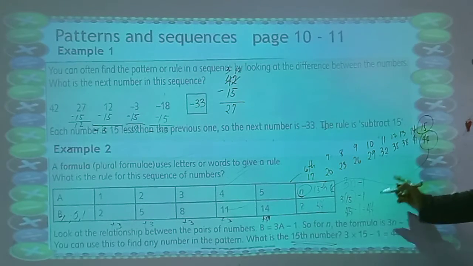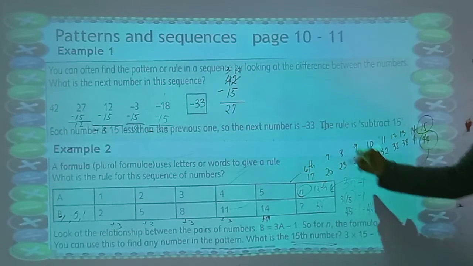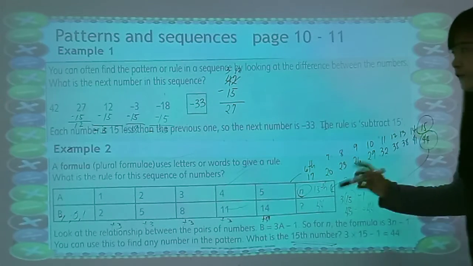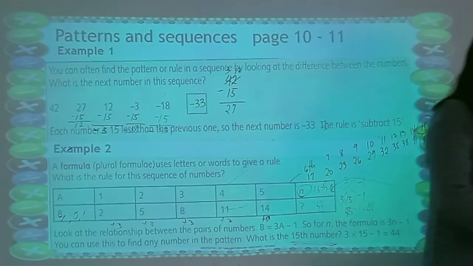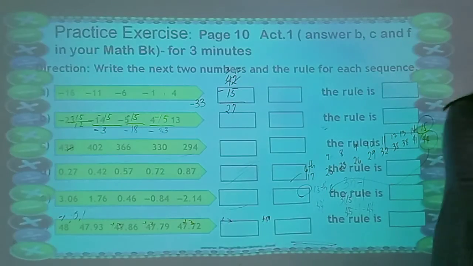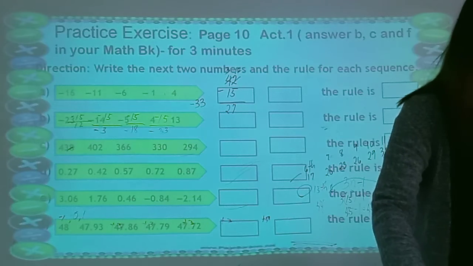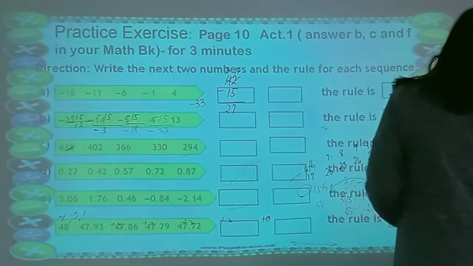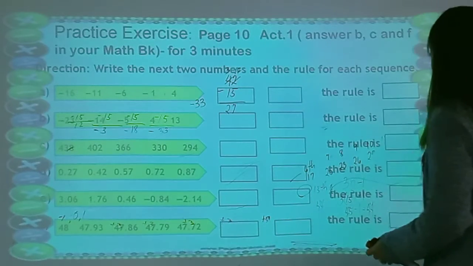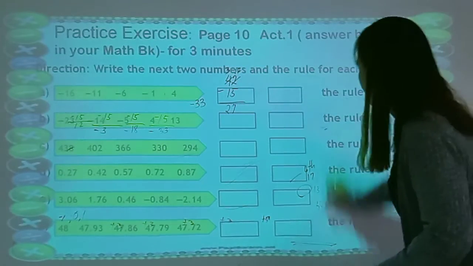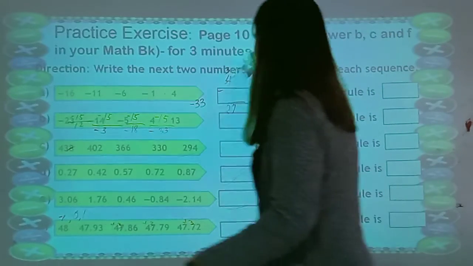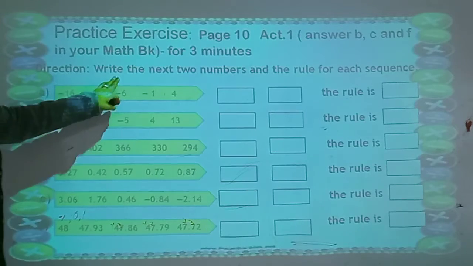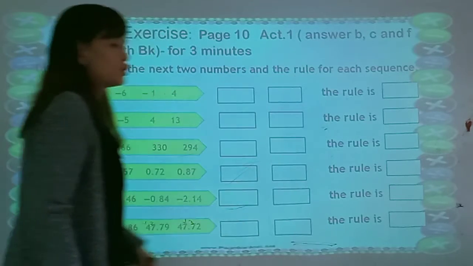Okay, so this is how we are going to find the formula and the rule for the given example number 2. Any questions? If you don't have any questions, let us proceed to your activity in the book. Please open page 10, activity number 1. In activity number 1, write the next two numbers and the rule for each sequence.